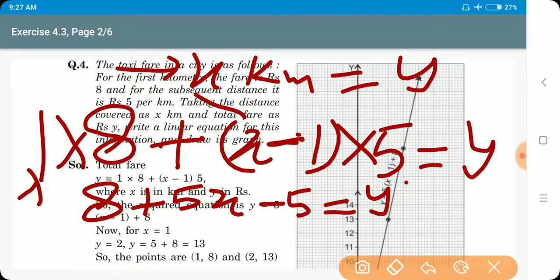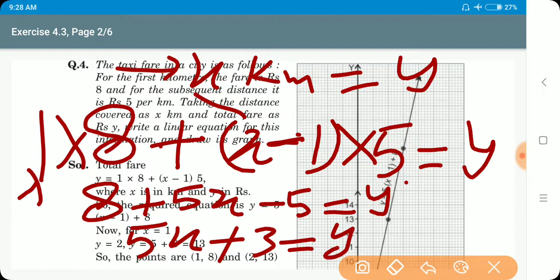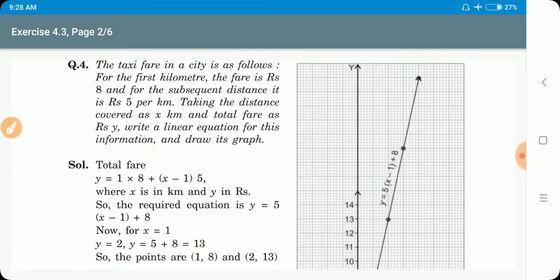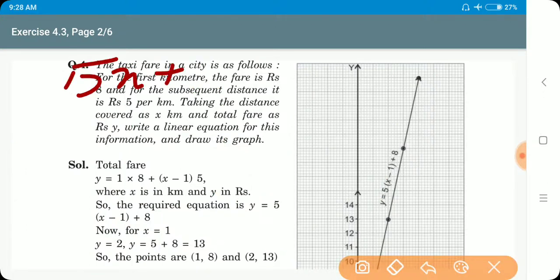Okay, so you see the equation can be simplified. Here, 5x plus 3 is equal to y. This is the equation required. So your equation is 5x plus 3 is equal to y. I think you got it. Now he's saying represent it, so we have to represent this equation.